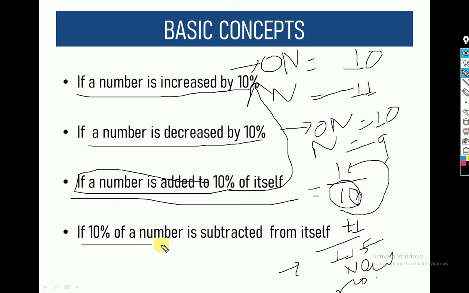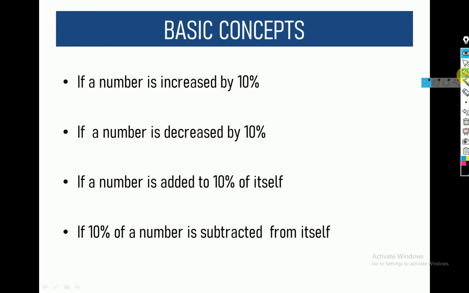Similarly, if 10% of a number is subtracted from itself, 1 by 10 is the fraction form of 10%, and if 10% of 10, that means 1, is subtracted, then we get 9. So these are the tidbits, small concepts of percentage that really help you tackle a lot of difficult sums. So let's move on to our next section, that is we are going to solve some problems.